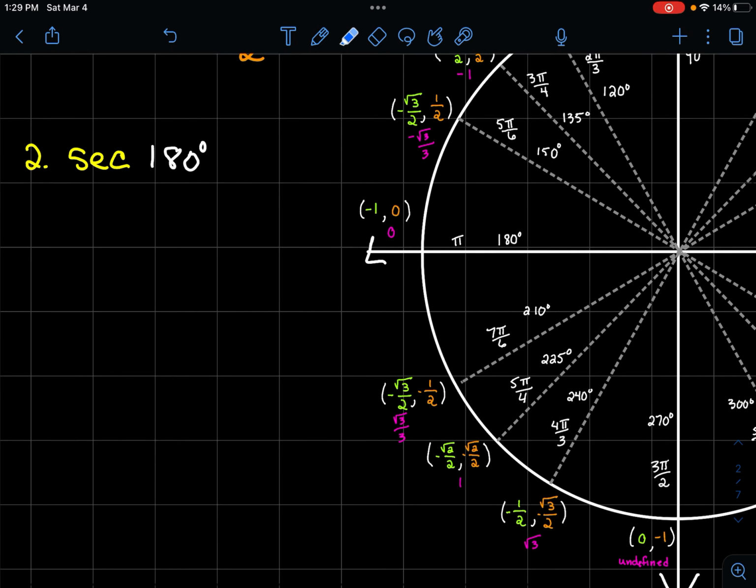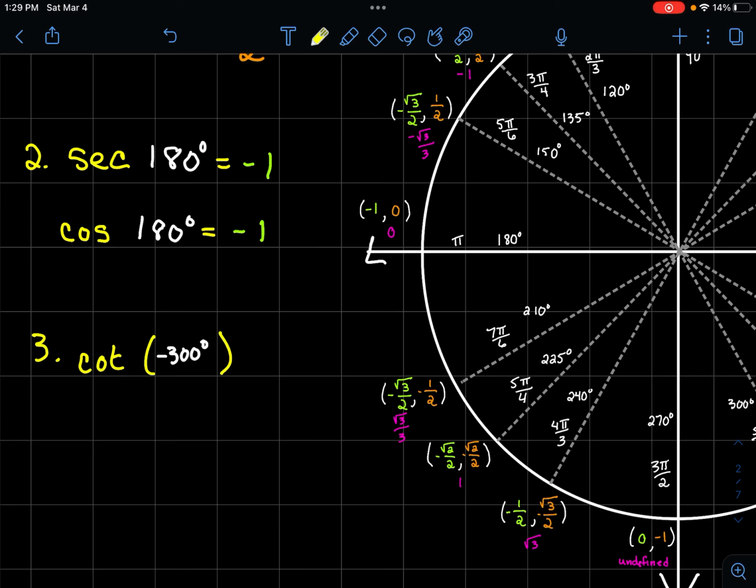How about the secant of 180 degrees? So if you remember that secant is the reciprocal of cosine, maybe we can figure out what the cosine value is at 180 degrees. Cosine is the x value of the ordered pair, which is -1. Secant is the reciprocal of that. So no matter what I would do here, if I were to reciprocate -1, I'm still going to have 1 over -1. Therefore, secant of 180 degrees is still equal to -1.